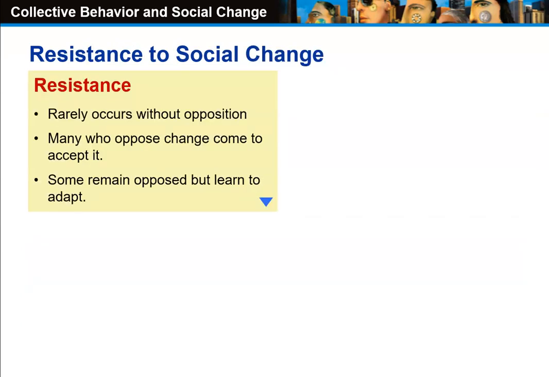Social change rarely occurs without opposition. Many who oppose the change come to accept it. Some remain opposed but learn to adapt.